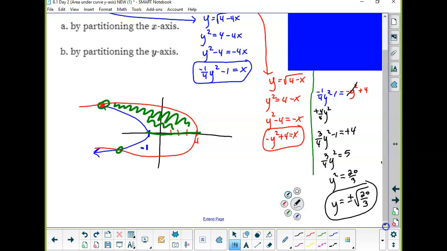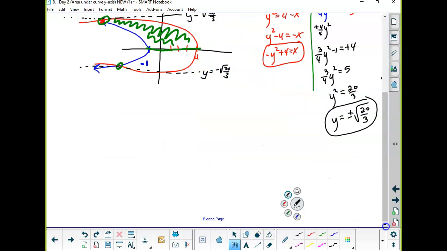So what does that tell me? That tells me that even though my graph, which is very poorly drawn, has a y value of square root of 20/3 in the positive side, and the negative side. So now I can still set up all this partition, this area, because of the algebra that I did.